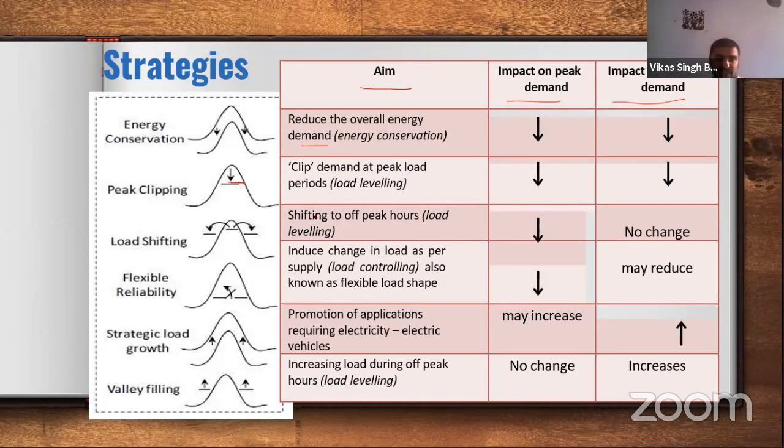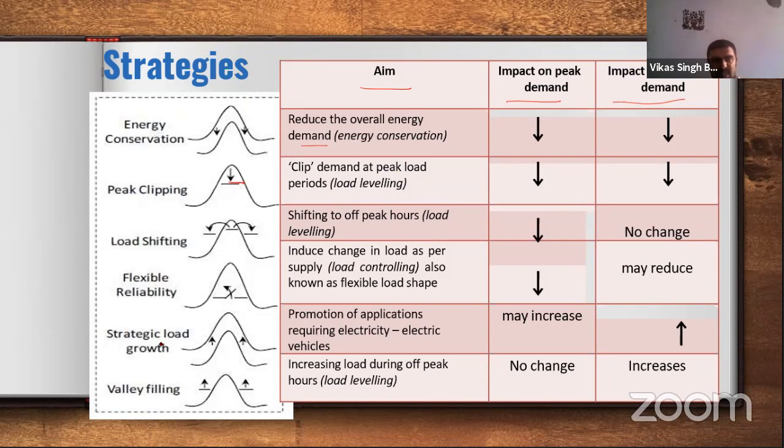Now next is load shifting. In this, we are shifting the load from this point to this point. So peak load will decrease, but the energy demand will not decrease, because we are shifting that demand from one duration to another duration. Then flexible reliability. In this also, the peak demand will reduce, because we are shifting the load as per choice. And if the load may connect or disconnect, the energy demand may reduce.